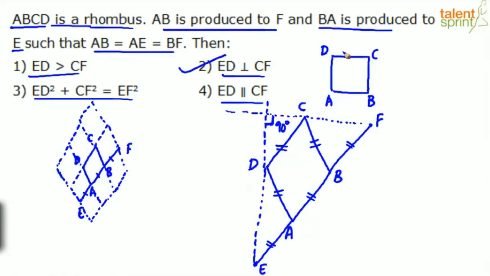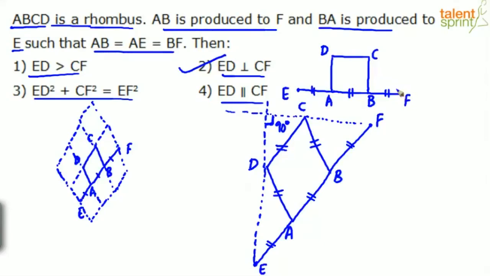If you go by the video, you would know this. He says AB is produced to F, and BA is produced to E, such that AB is equal to BF equals AE. Now we have to find out the relationship between ED and CF.